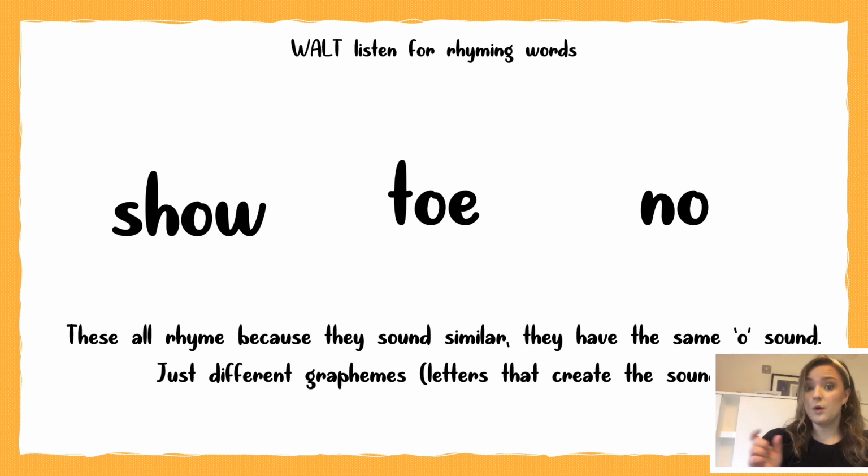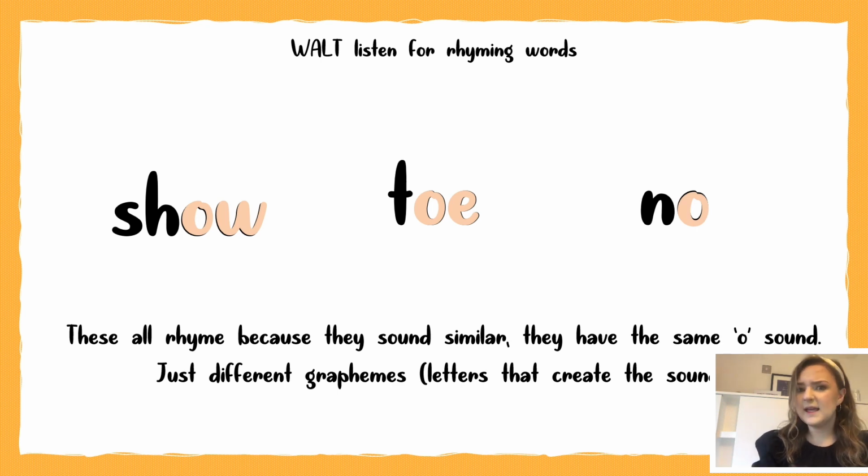Show has our O sound. Toe has our O sound. And know is one of our tricky words that has the O sound in it at the end. Even though they look different with the way we've spelt our O sound, they all still have O at the end of them. They just have different letters that make up that sound, and we call those letters graphemes. Graphemes are the letters that make the sound. So our O-W grapheme makes the O sound, our O-E grapheme makes the O sound, and when we've got the word know, the O on its own makes the O sound.